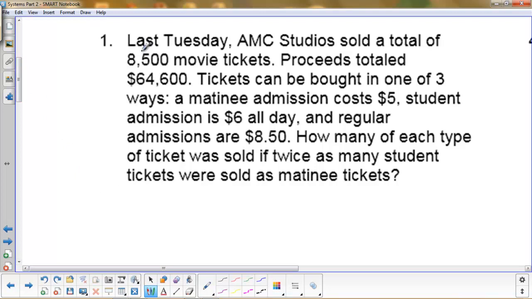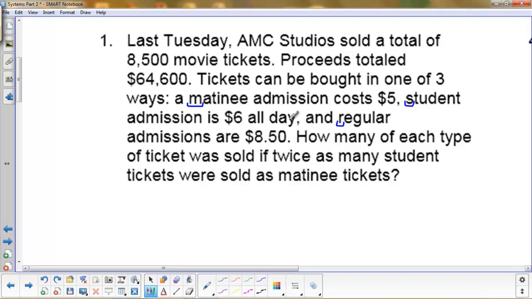All right. So it says here that last Tuesday, AMC sold 8,500 tickets. So that's going to be one of our solutions. The proceeds totaled $64,600. So that's going to be another solution to a different system of equations. Tickets can be bought in three ways. So I'm now going to identify my variables: matinee, student tickets, and regular admissions. So I'm going to use M, S, and R in this particular case.